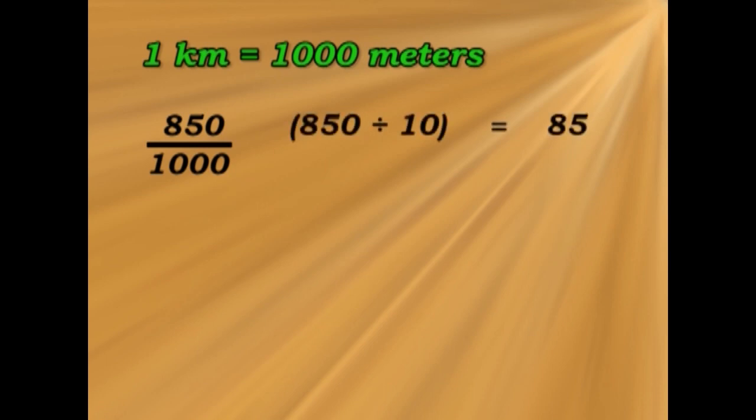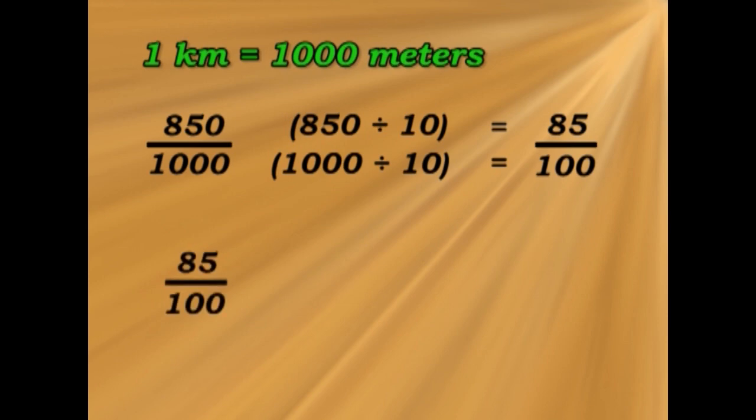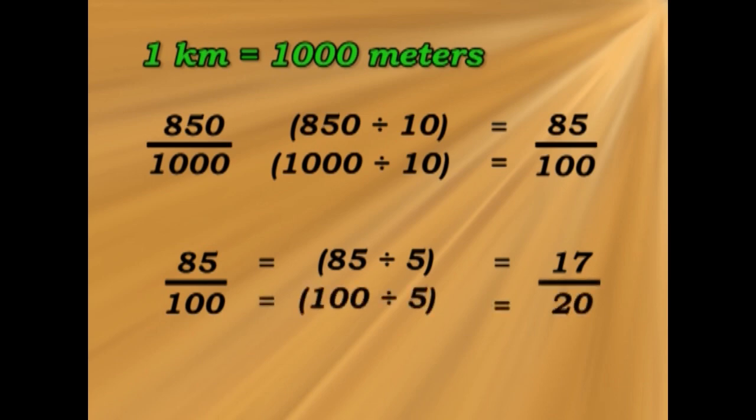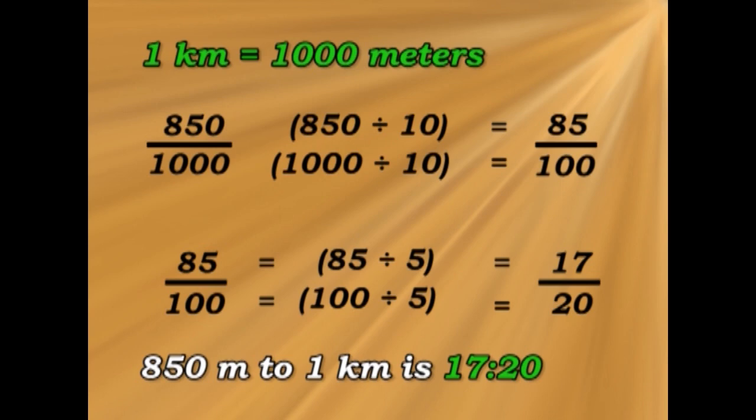850 divided by 10 is 85. 1,000 divided by 10 is 100. So now we're down to 85 over 100. But 85 can be divided by 5, which makes 17. And 100 can be divided by 5, which makes 20. So now we're down to 17 over 20. We can't simplify this equation anymore, so the ratio of 850 meters to 1 kilometer is 17 to 20.